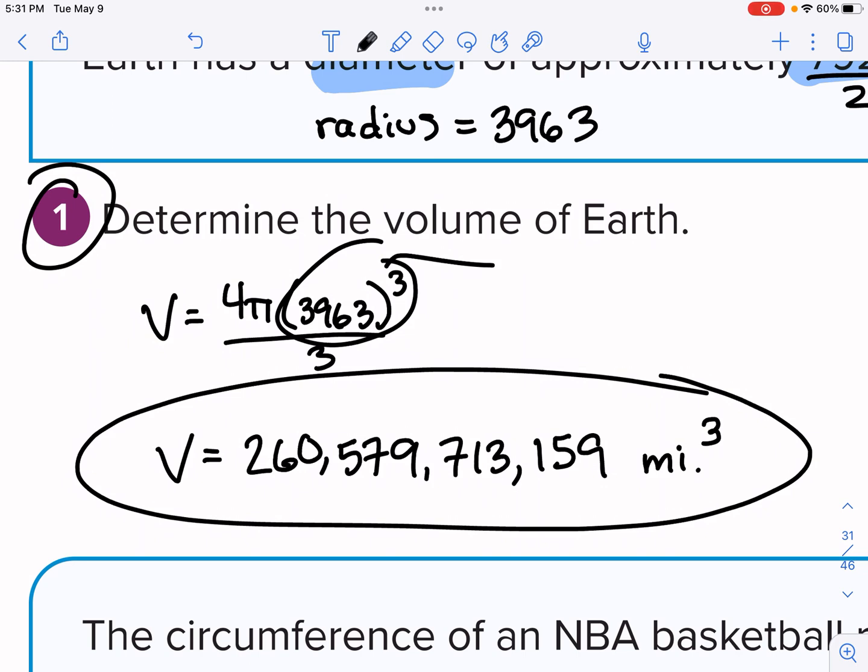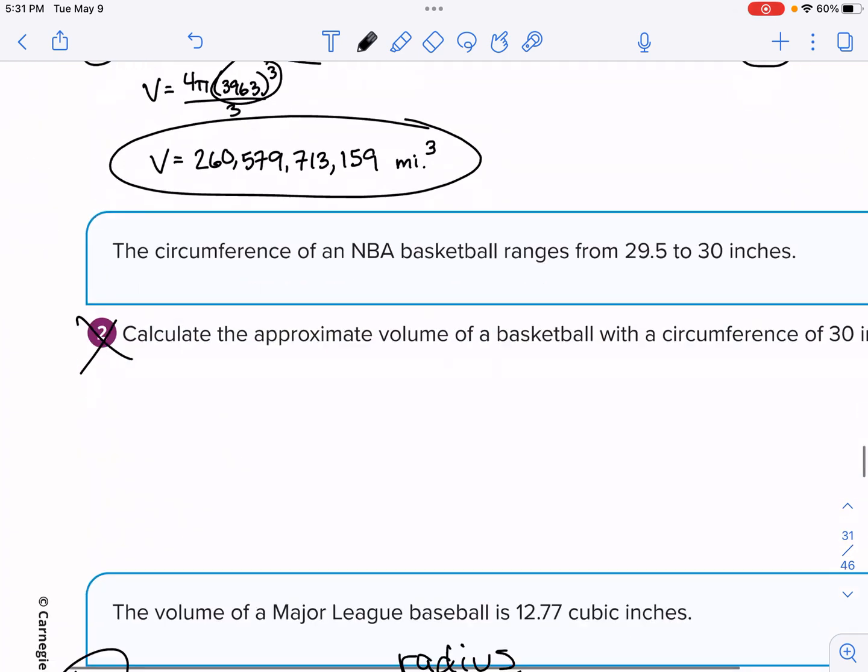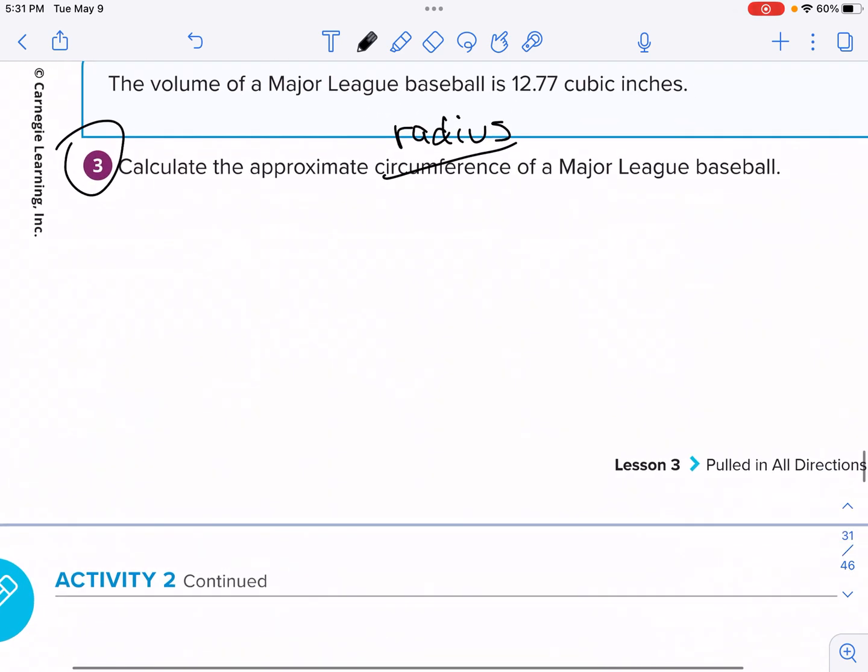So, right, that just shows how big the Earth is in comparison to us. So, big number. All right, let's move on. We're going to skip number 2, go to number 3. Now we're going to adjust number 3.